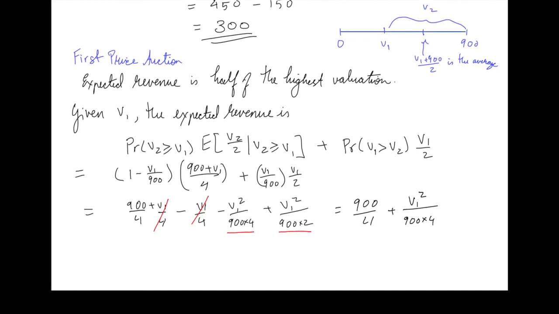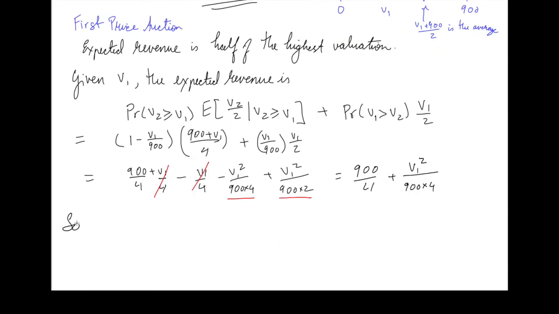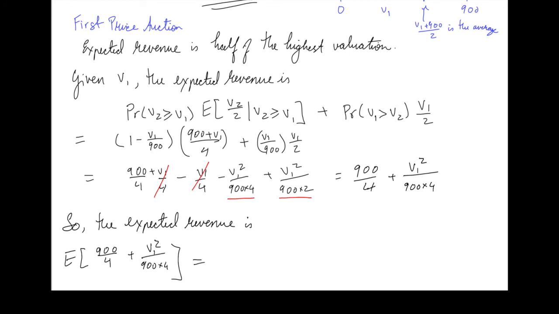Of course, we need to calculate the expected revenue without knowing V1. So the expected revenue is the expectation of this whole thing with respect to V1. So it's the expectation of 900 divided by 4 plus V1 squared divided by 900 times 4. 900 divided by 4 is a constant, so we'll just leave that aside. Plus, we'll factor out the other constant, 1 over 900 times 4, times the expectation of V1 squared, which is just 900 over 4 plus 1 over 900 times 4 times the integral from 0 to 900 of V1 squared times 1 over 900 dV1.